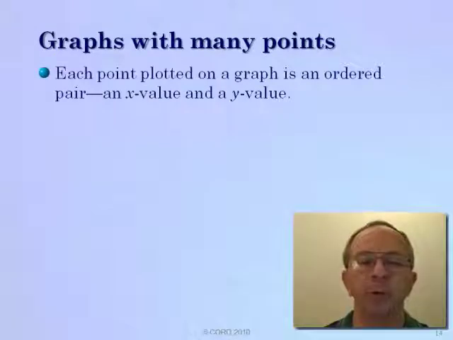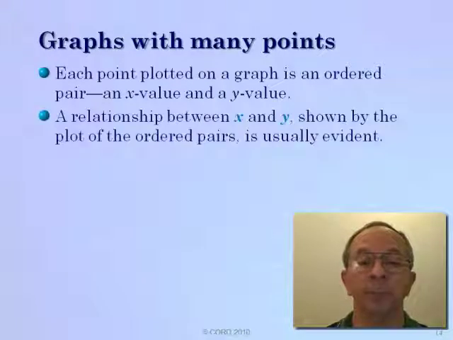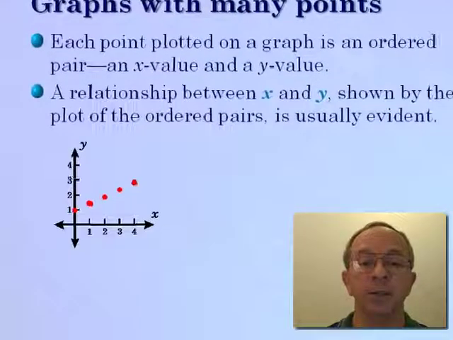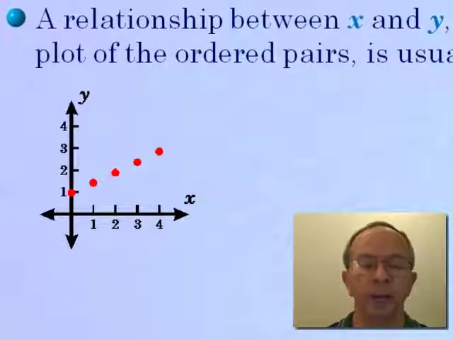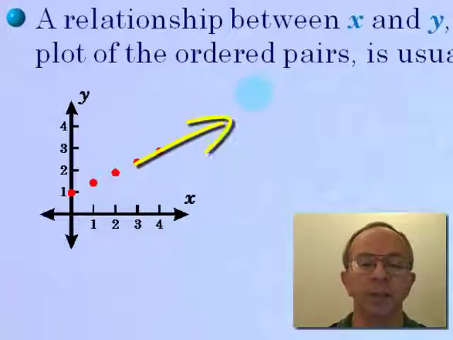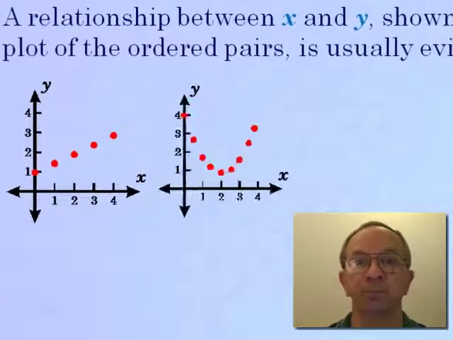Now, when you're graphing with many points, each point is plotted on the graph as an ordered pair, an x and a y value, just like we've been seeing. The relationship between x and y can become evident by the appearance of those dots. So here you've got what looks like a straight line of relationship. As x gets larger and larger, sure enough, y gets larger and larger, and you'd probably expect more dots to continue off for greater x's and greater y's.